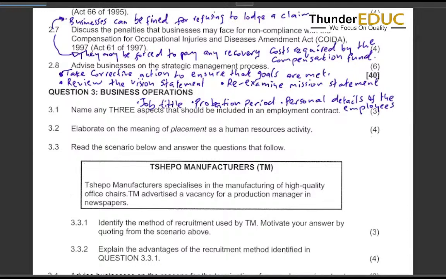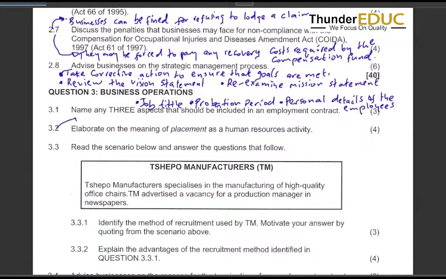Okay, right. So now let's move on to the next question, which is 3.2. Elaborate on the meaning of placement as a human resource activity. So now if you check on this one, we actually have 4 marks. So now it means that you should give 2 points. So now the first point, we have a specific job is assigned to the selected candidates. So now the second one, you can actually say that selected candidates are placed where they will function optimally and add value to the business.